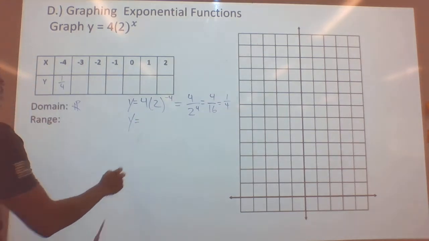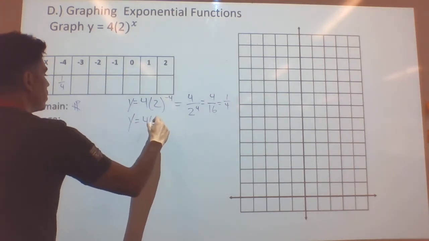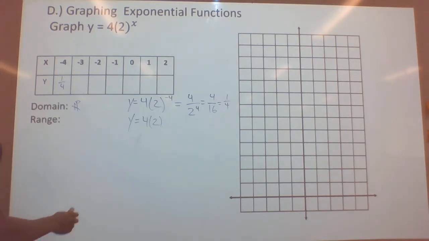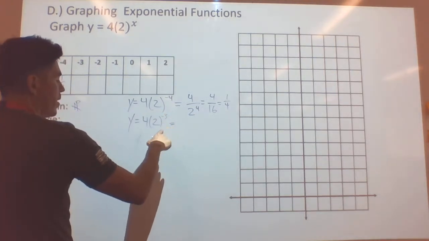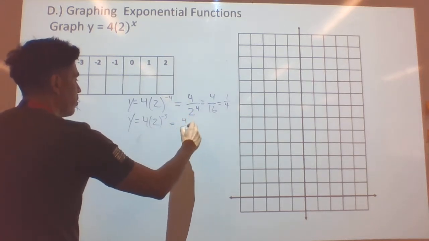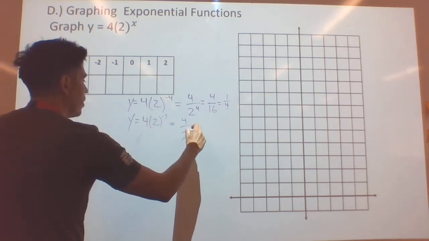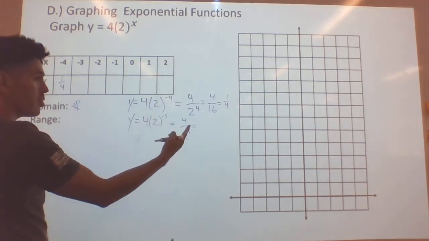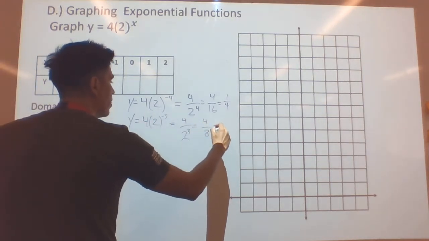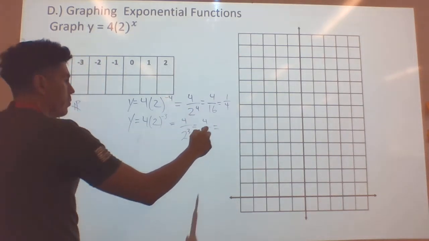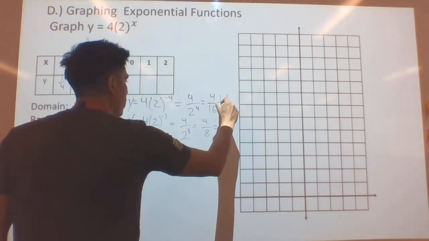Let's do the other one. Y equals, again, 4 times 2 to the negative 3. Same thing. We can't have negative exponents. Negative exponent property. So we have 2 to the 3rd power. So we have 2 times 2 is 4, times 2 is 8. So now we have 4 over 8. What's 4 over 8? Well, that's just going to be 1/2.